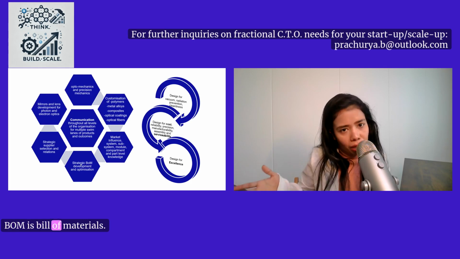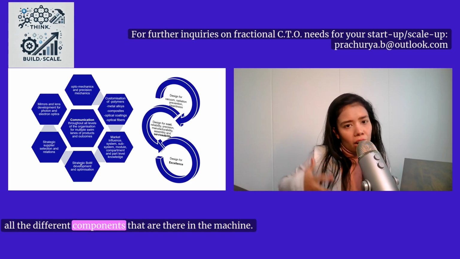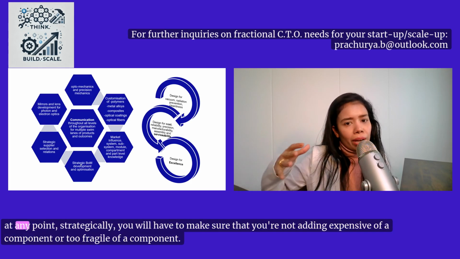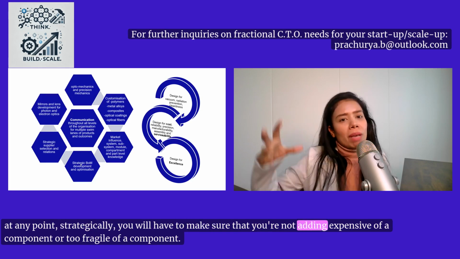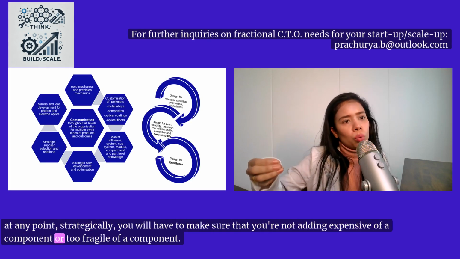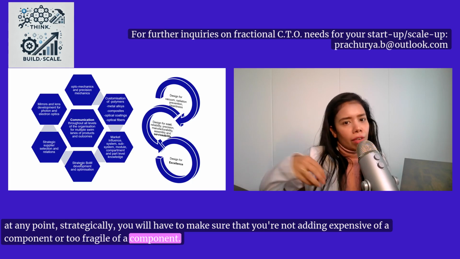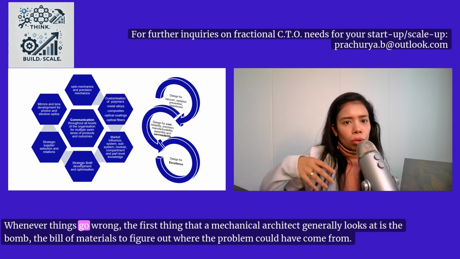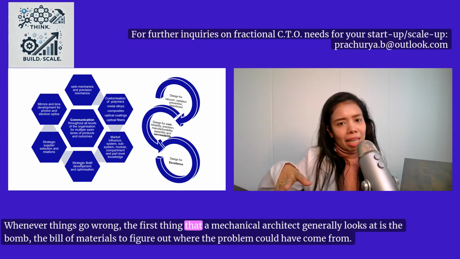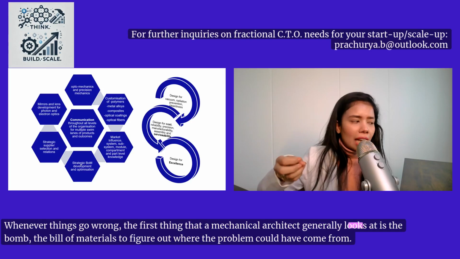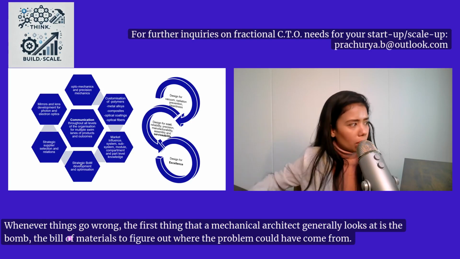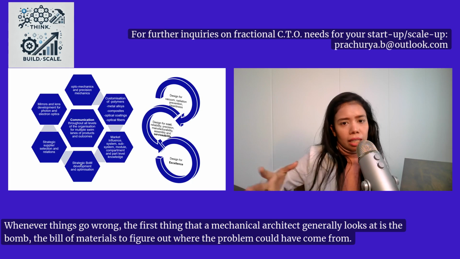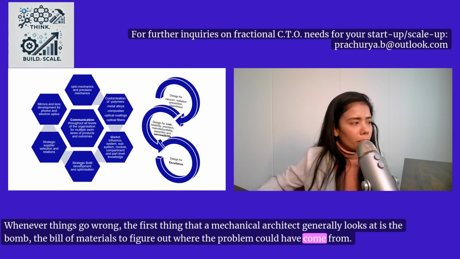BOM is bill of materials. It is all the different components that are there in the machines. At any point, strategically, you will have to make sure that you're not adding too expensive of a component or too fragile of a component. Whenever things go wrong, the first thing that a mechanical architect generally looks at is the BOM, the bill of materials, to figure out where the problem could have come from.